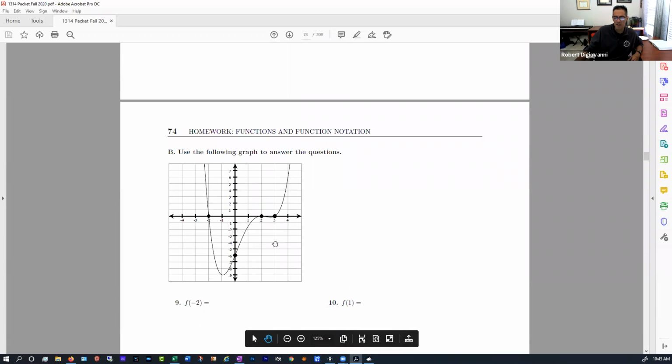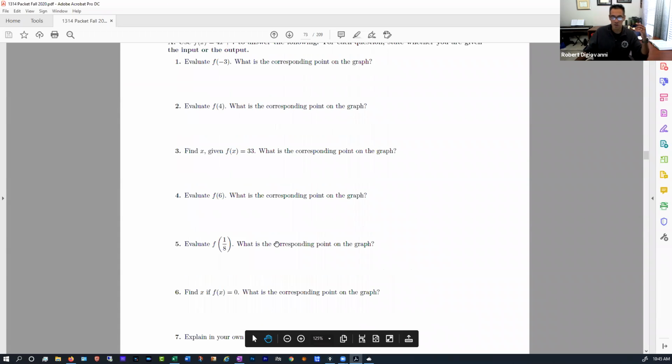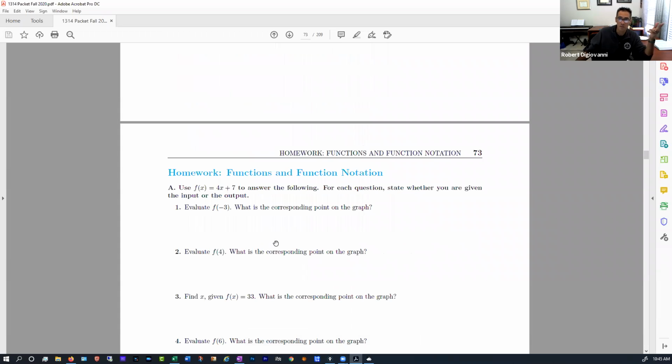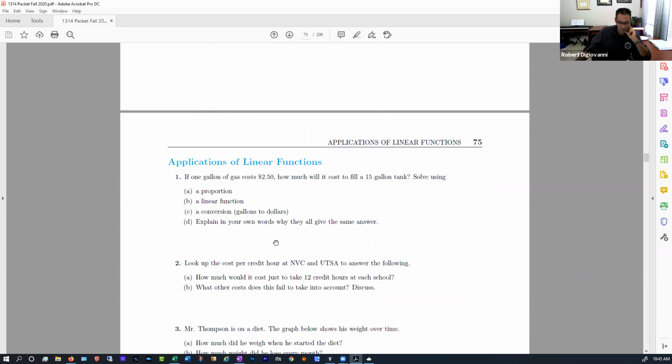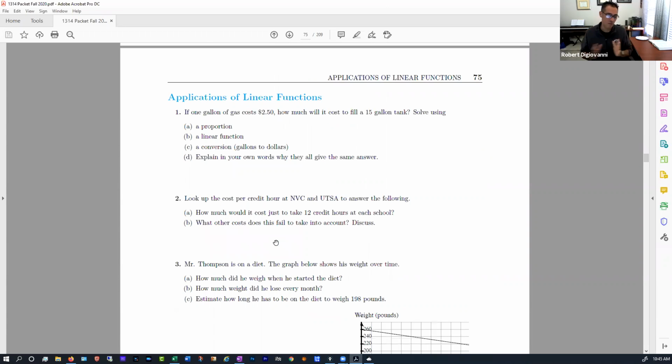So two main concepts from this. Now don't forget, you should also finish the homework on parallel and perpendicular lines. But for the next two sections, this is the homework. And that's it. When we come back on Thursday, we will do applications, which are word problems. We'll talk about the test, and then your test will be on Tuesday.